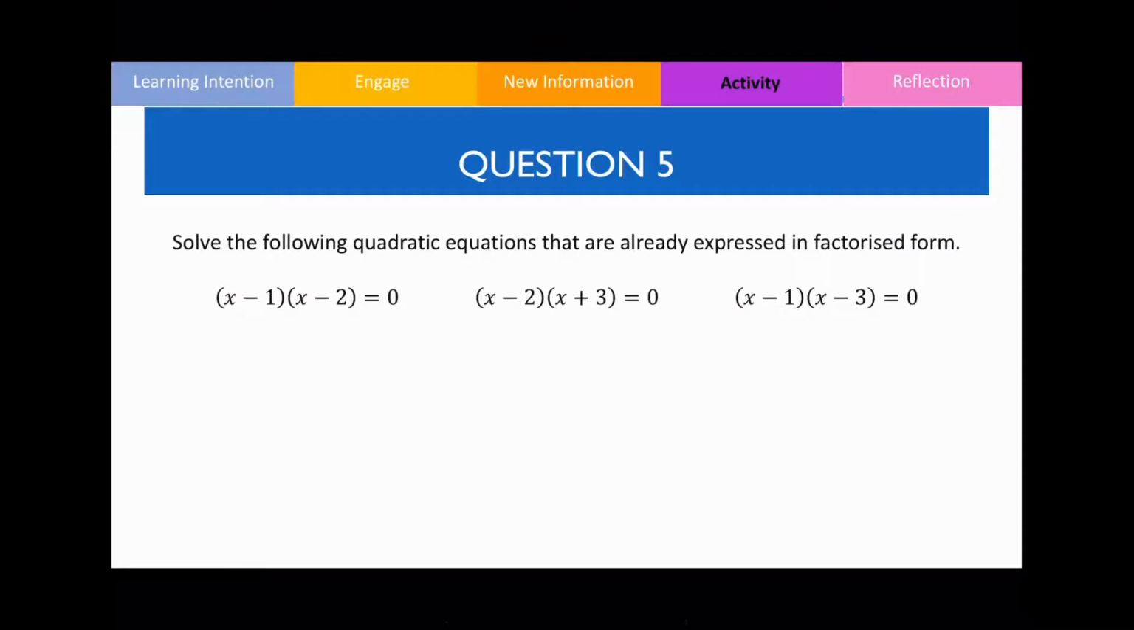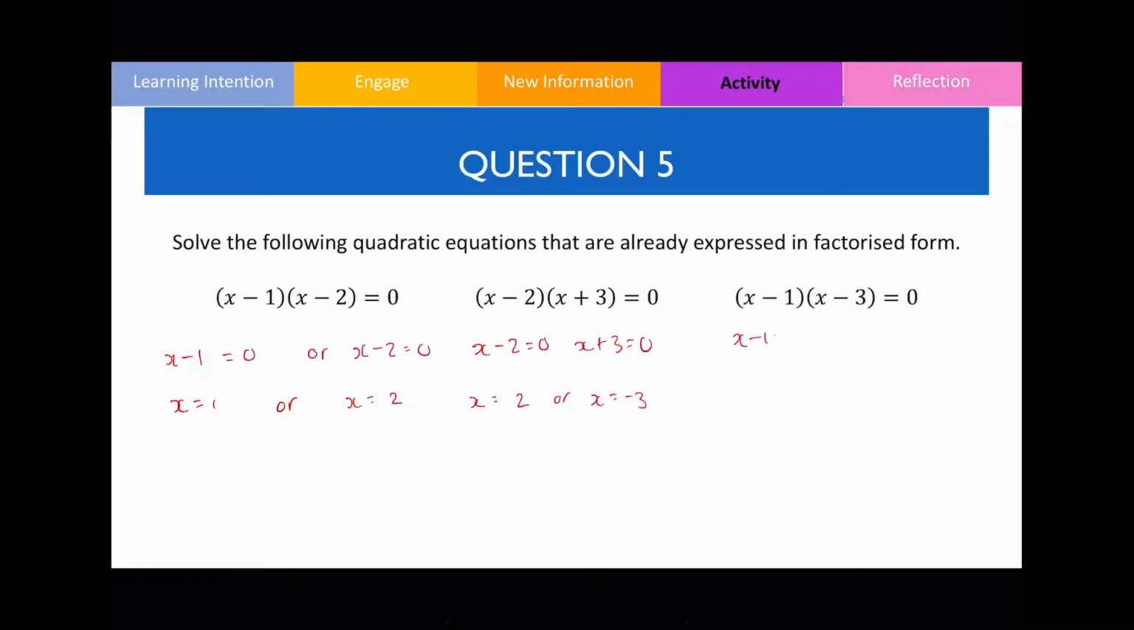Question number 5, you're using the null factor law, so you're solving for x in this case. So equate each of these factors to 0 and then solve for x. Therefore, x - 1 is equal to 0, or x - 2 is equal to 0. Therefore, x is going to equal positive 1, or x is equal to positive 2. For the next example, do the exact same thing. So x - 2 is equal to 0, x + 3 is equal to 0. x is going to equal positive 2, or x is going to equal negative 3.